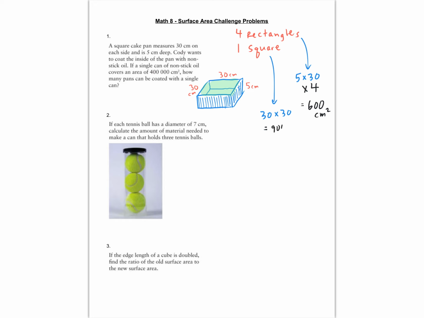And then the bottom is 30 by 30, which is 900 centimeters squared. Okay, so for him to coat the inside of this cake pan, he's going to have to use 1,500 centimeters squared. And that's how much of the surface area on the inside of the pan he wants to spray with non-stick oil. Okay, but that's not what the question's asking, but we're almost there.